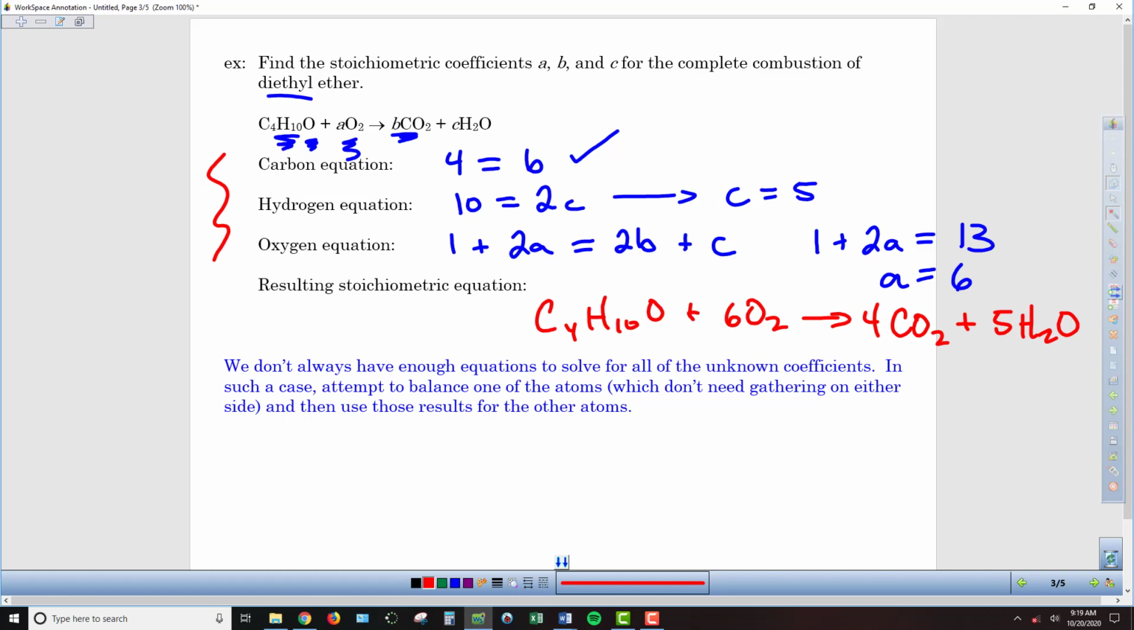There are some circumstances, as we're going to see, where we end up with more variables than equations, which means we would have an infinite number of solutions. So what we do then is attempt to balance one of the atoms and then use that to fill in the rest, and we just want to end up with the smallest ratio of those coefficients possible.